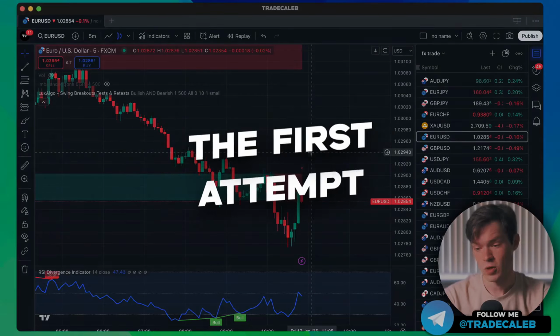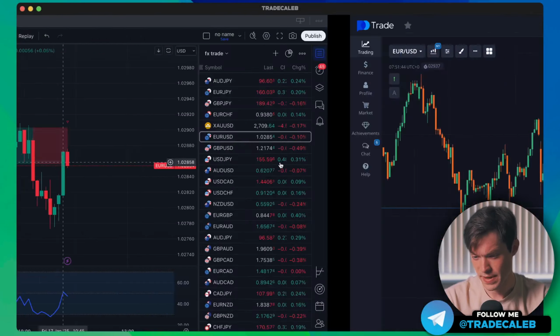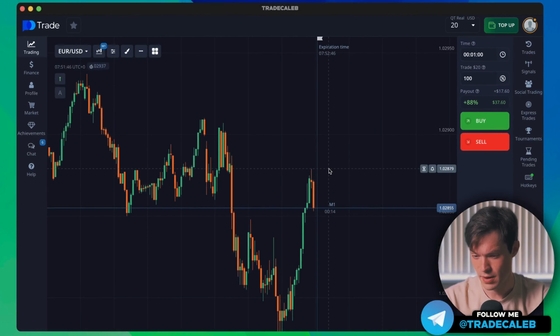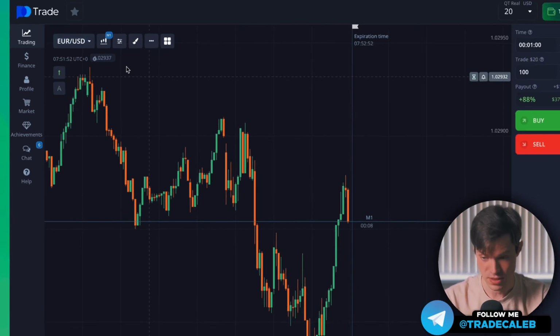I funded my account with 20 as an experiment, and I want to have somewhere around 500, maybe 1000 at the end. If I lose it all, you'll see that too. So probably now the first trade is going to be made. I have a euro-dollar pair open, the same pair I have opened on the Pocket Option platform, but only on the minute time frame.